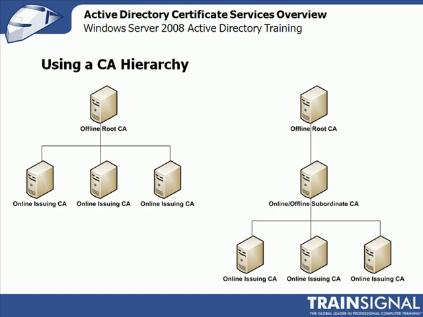And this way, if one of your online issuing CAs were to be compromised, right? If someone were to hack into it, all you have to do is go ahead and boot up your offline root CA, bring it online, and have it revoke the certificate for that online issuing CA that got compromised. And automatically, by default, any certificates that that CA had issued, they will also be revoked.